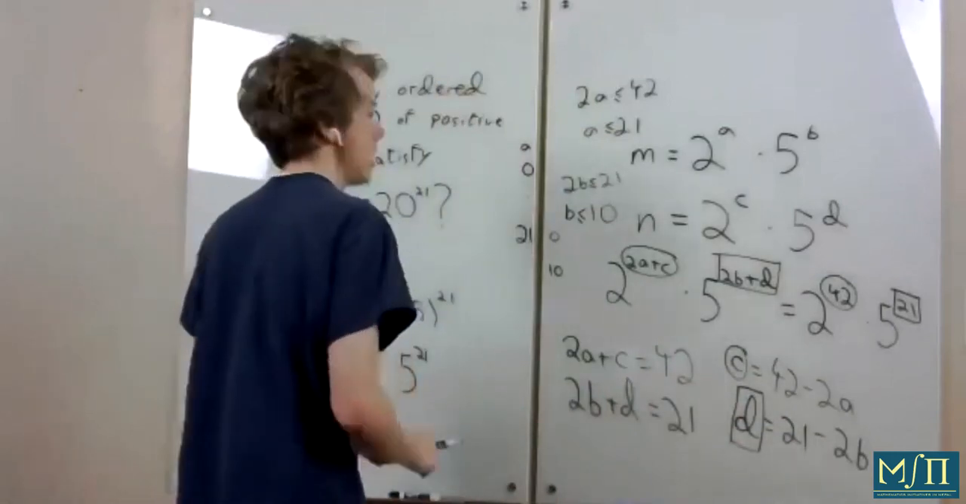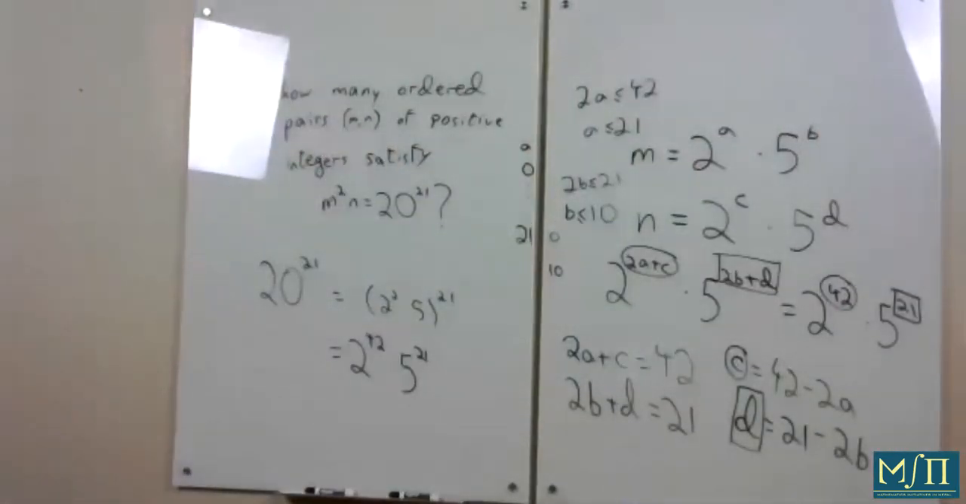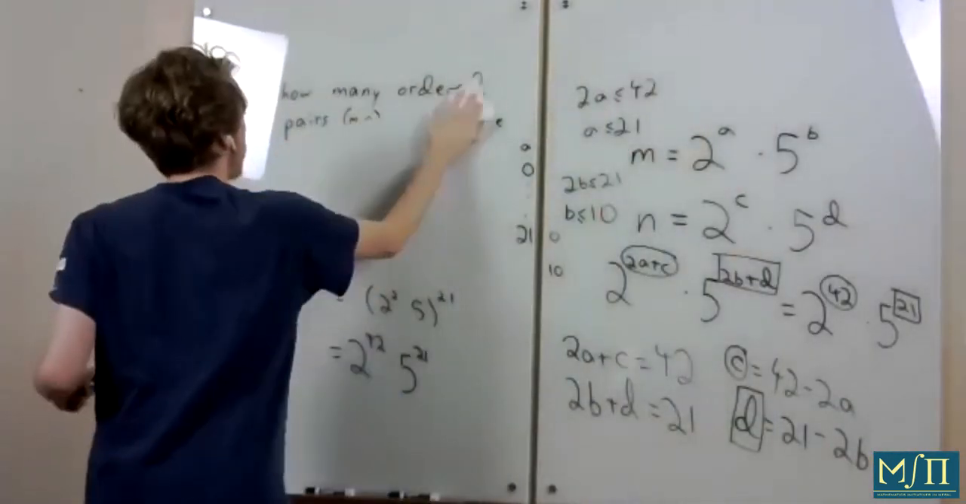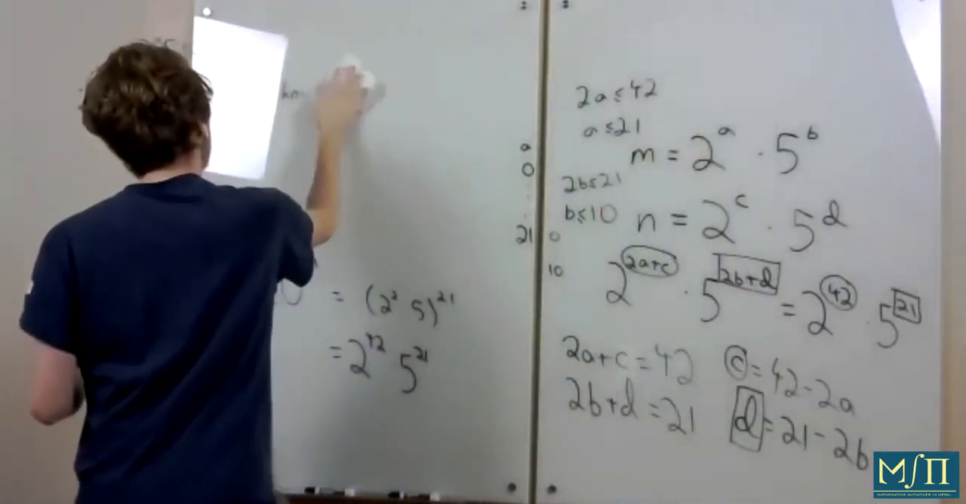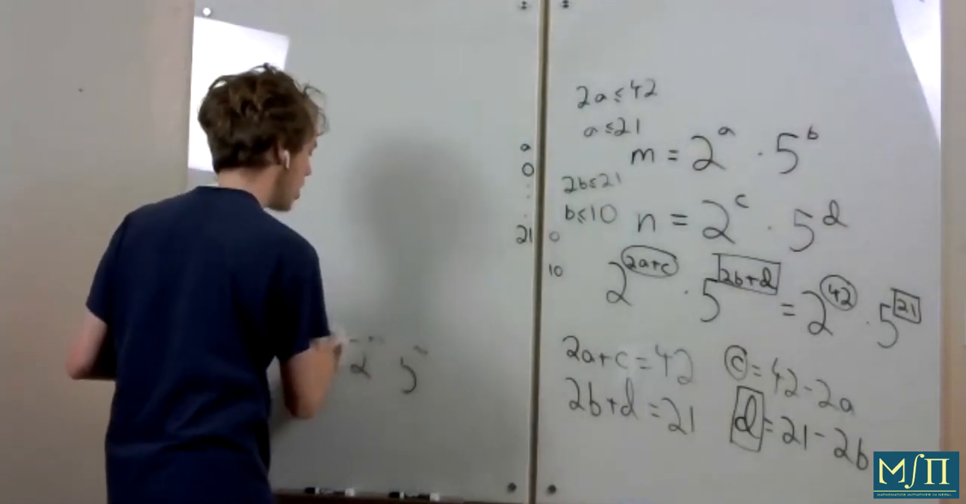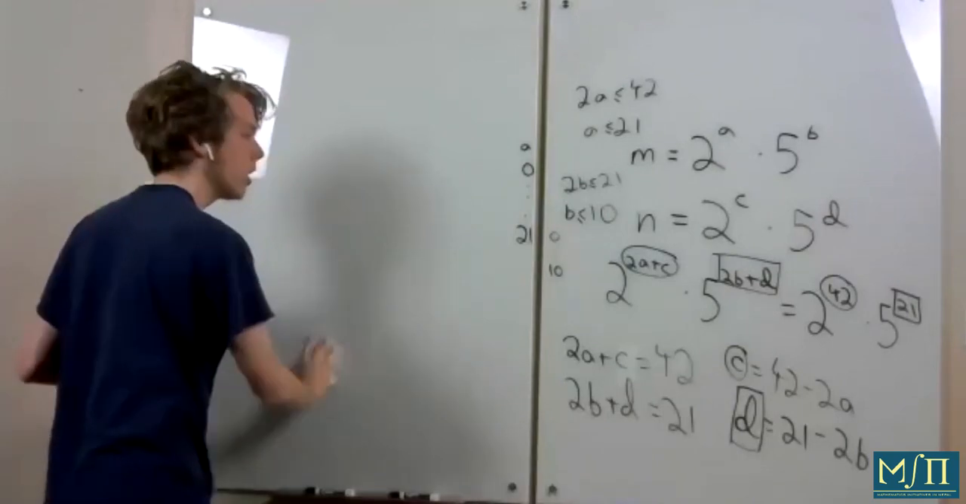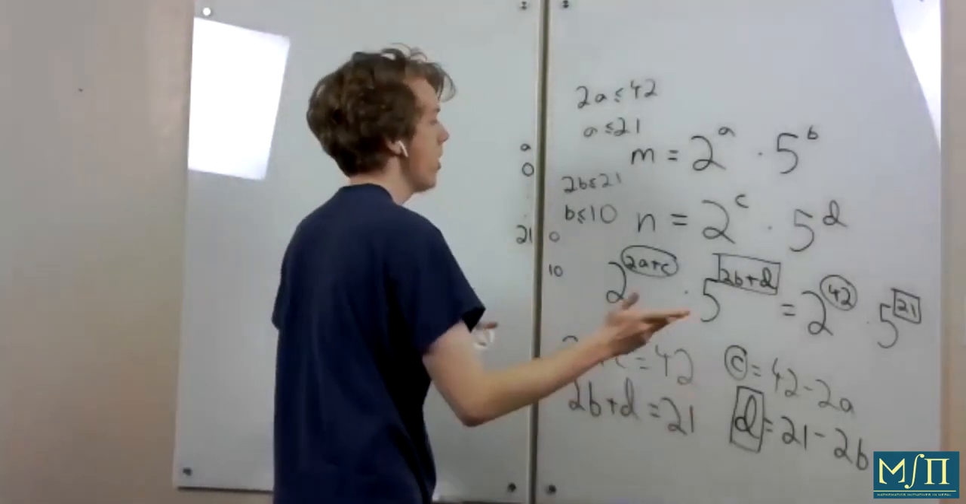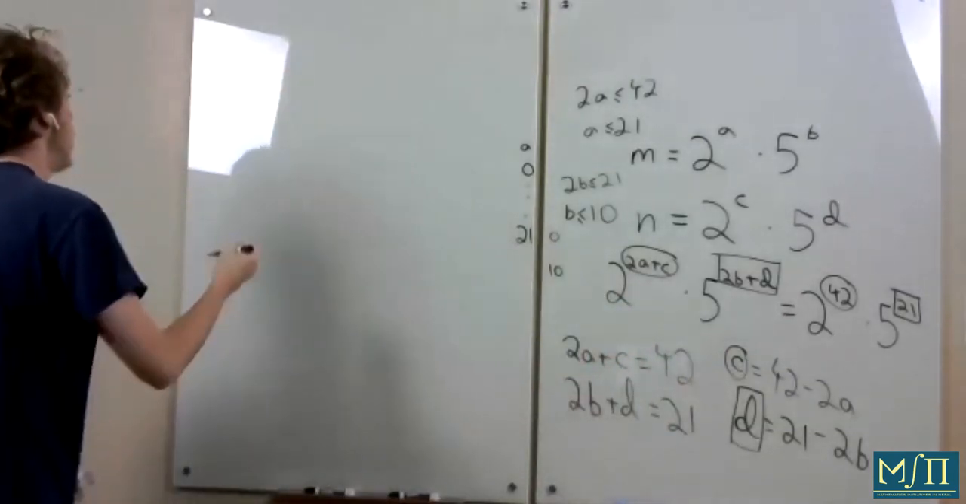So maybe I should write that down. And I should be clear what I mean. It's like that many ways to choose. Cannot B and D be 0? Yeah, we allow B and D to be 0, yes. So like if A were to be 21, then C would be 0, and we allow that, that's fine.